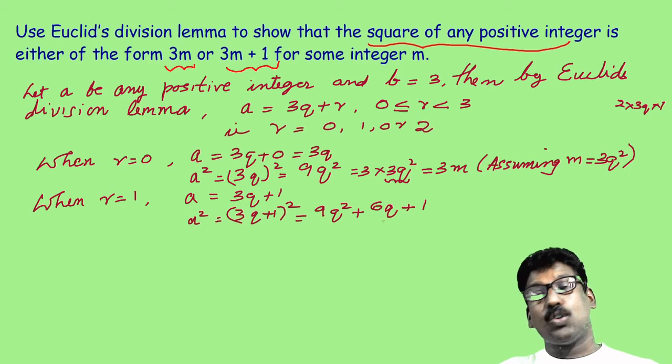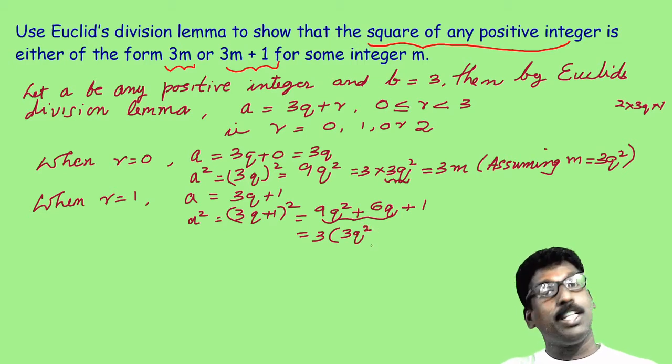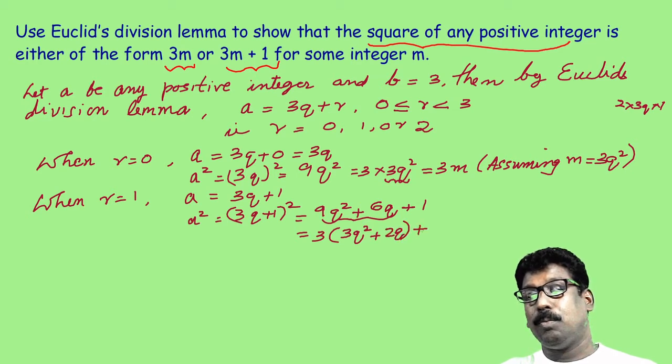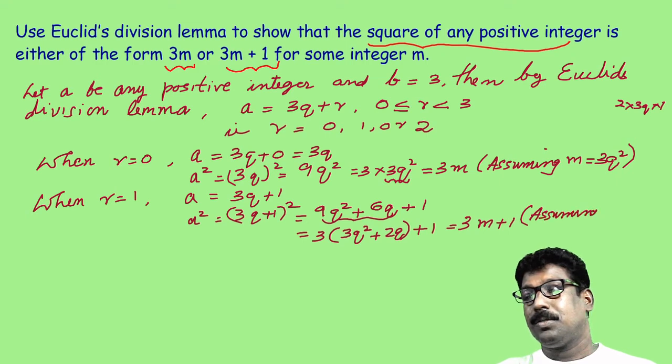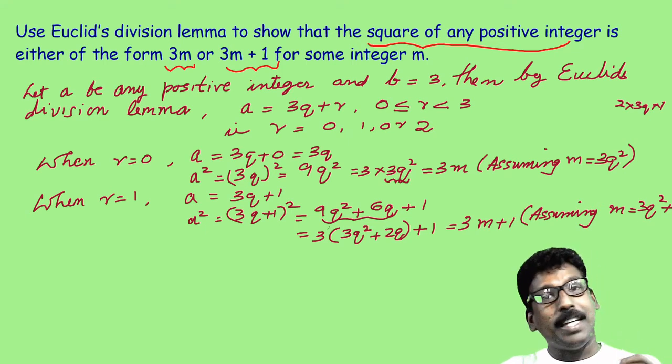So it is 9q square plus 6q plus 1. Take the first two terms, 9q square plus 6q. Here 3 you can take as common. So 3 into, what is remaining inside? 3 into 3 is 9, so 3q square, plus 2 into 3 is 6, so 2q, plus 1, which is in the form of 3m plus 1. What is m here? Assuming m is equal to 3q square plus 2q. So that is in the form of 3m plus 1.